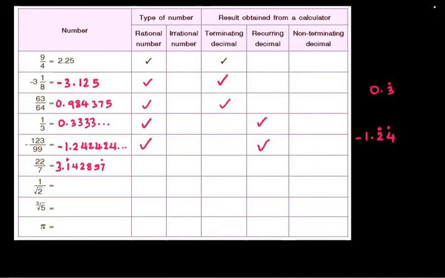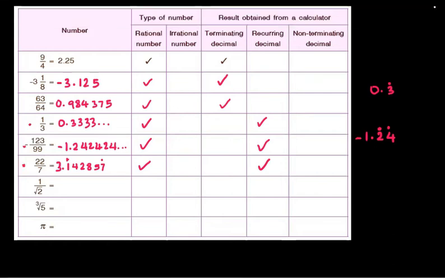Since it continues repeating, we are going to say that it is a rational number because we have a fraction, 22/7. And it is a recurring decimal because 142857 continues repeating again and again. So how many digits are repeating? 1, 2, 3, 4, 5, 6. 6 digits repeating and repeating and repeating. So that's why we call that one a recurring decimal.